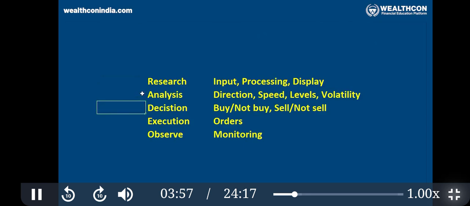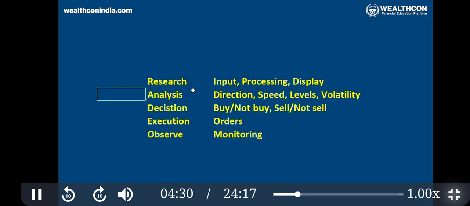Then analysis. What we do in technical analysis is answer 4 questions: direction of price, speed of price movement, levels of turning points, and volatility. These 4 questions we have to answer in technical analysis. DSLV: direction, speed, level, volatility. We are going to discuss this in detail. This is just the introduction, or the path we are going to follow for technical analysis.